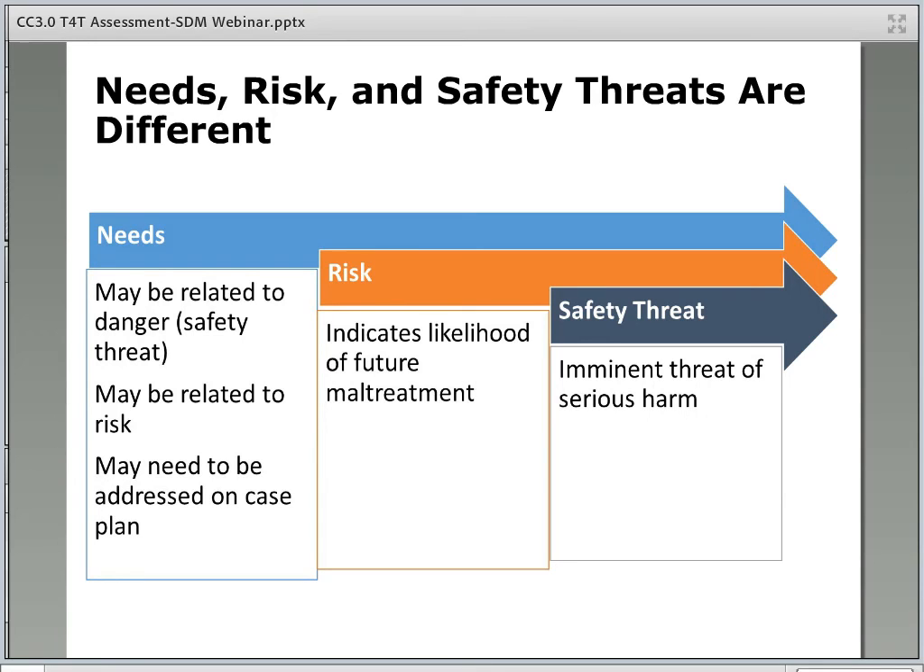We start with danger and the safety assessment in order to learn whether there is a problem we need to address right now. Then we take a little more time to consider risk and the risk assessment, because risk is further in the future. Needs and the family strengths and needs assessment are at the very end of our list because they help us decide what to do to address any safety threats or risk factors we may have identified.